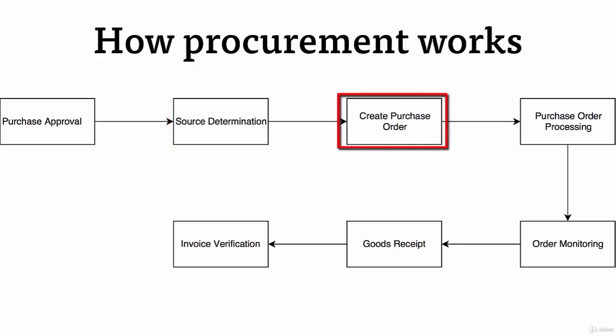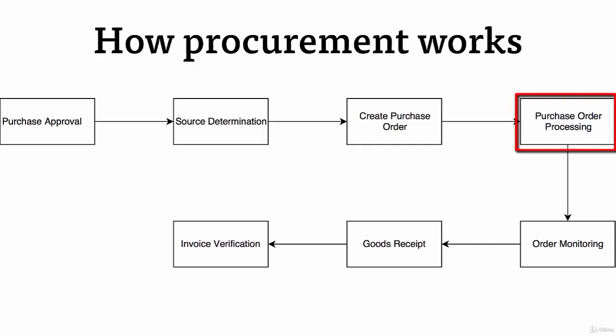Thirdly, purchase order creation. Now, purchase orders can be converted from purchase requisition or created manually. The purchase order adopts information from purchase requisition and quotation. Vendor scheduling agreement and contracts are also supported. Next, purchase order processing. So the purchase order can be printed out or faxed to vendors.